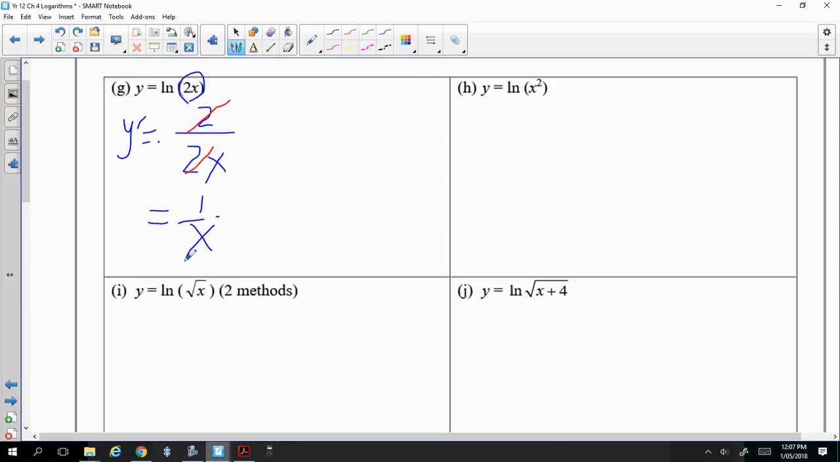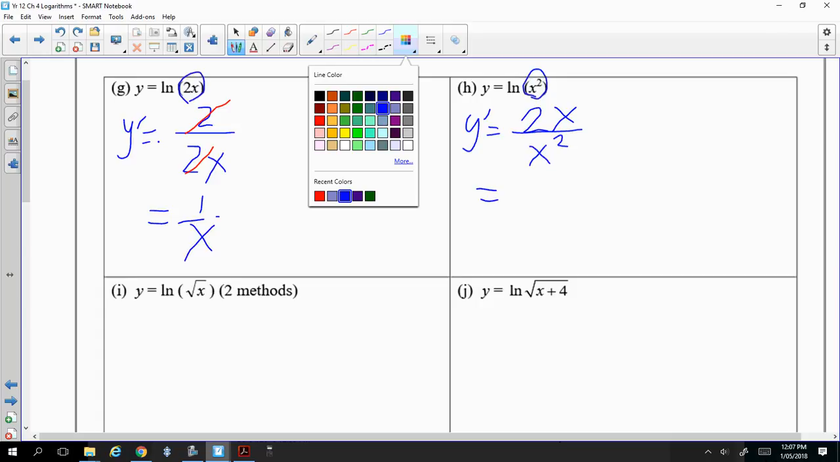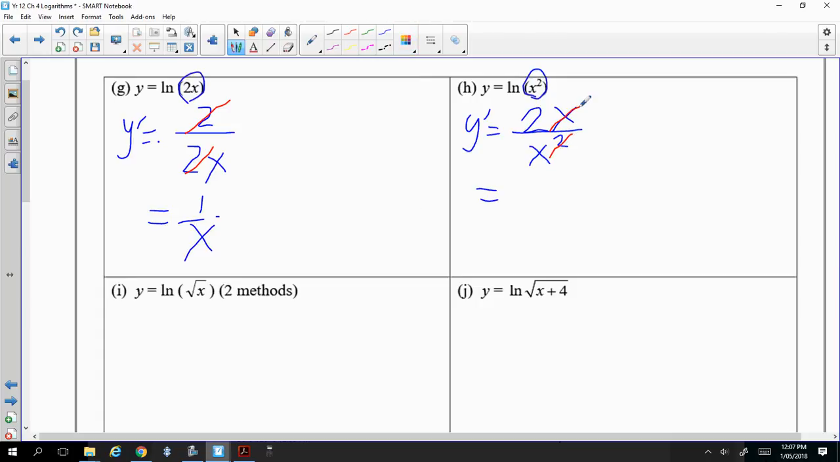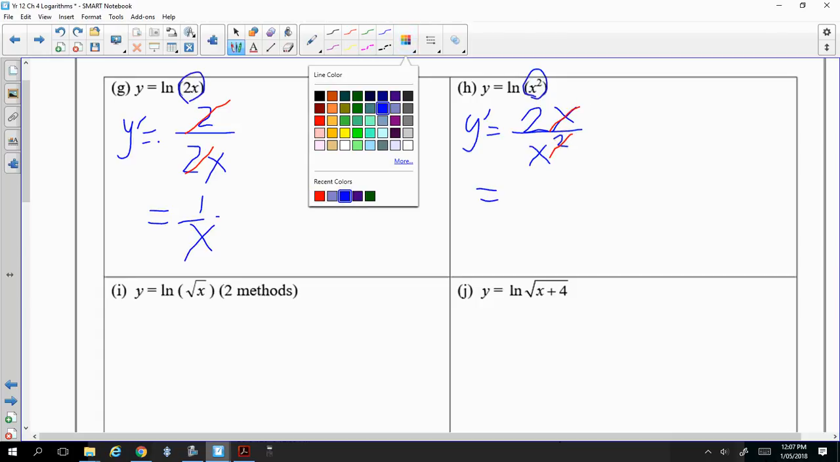And the same rule for the next one. Y dash, just copy the function x squared, what's inside the log. Differentiate x squared, which is 2x. And we have to cancel the x and the x squared. Cancel, cancel. So you end up with 2 over x.